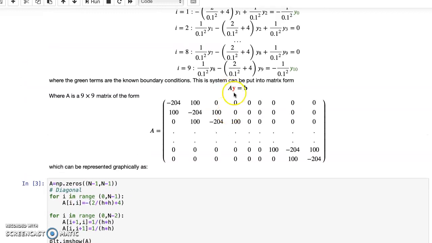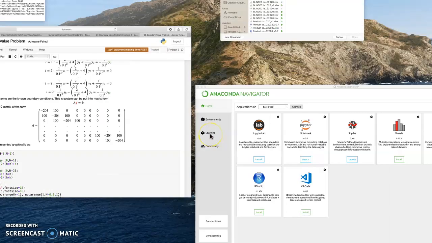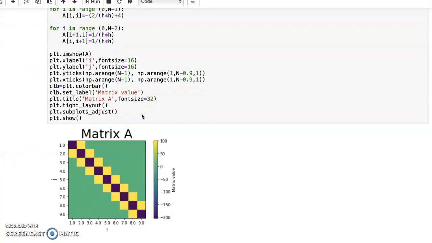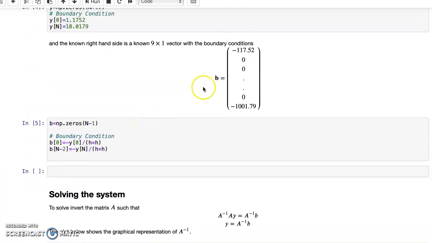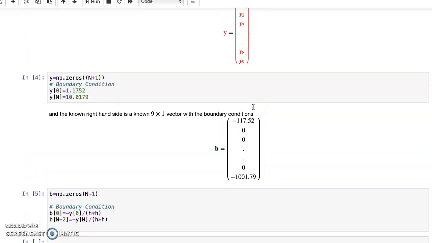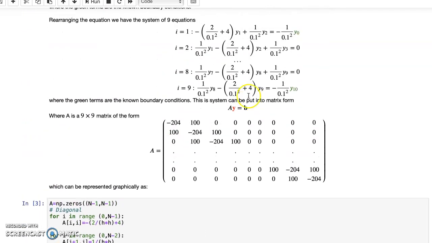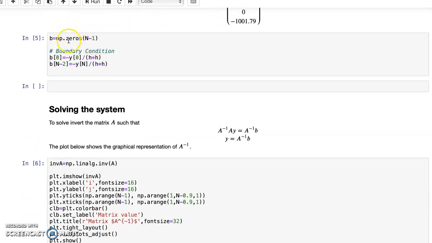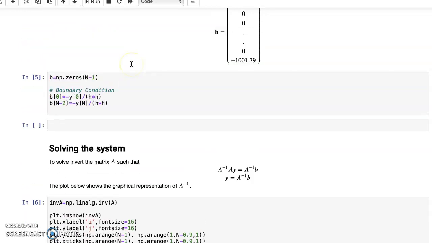So what we have is Ay is equal to b. B in this case is very straightforward. B is just the vector that has 100 times the right boundary minus 100 times the left boundary. That's our right boundary, left boundary, and we just multiply by 100 because that's exactly what we have here. So now we have all zeros, and the left and right boundary is taken care of.